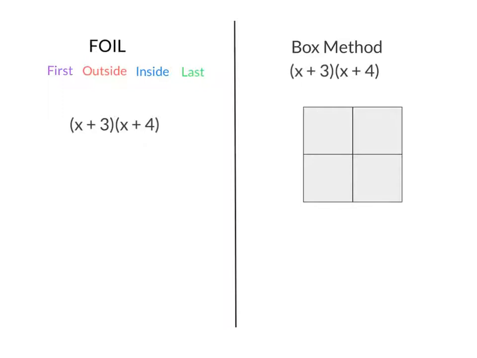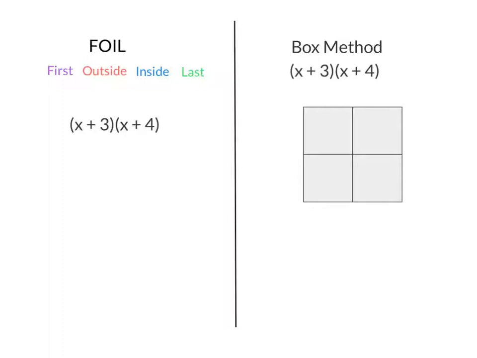Both methods give you the same answer, and you can choose the one that makes sense to you or that you connect with the most. So on the left side of the screen, we're going to start with FOIL, and you're going to see that I've color-coded the letters of the word FOIL to help us see where these items that we're multiplying together are coming from. FOIL stands for first, outside, inside, and last.